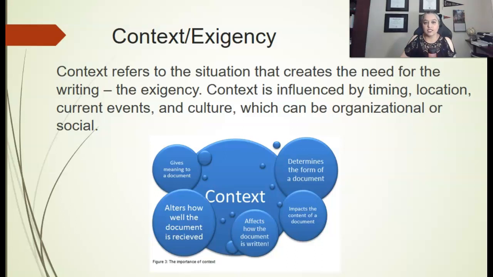As a writer of technical documents, be clear about what your purpose is. Know your audience and know them well. Study the context and use all these elements to create a clear, concise message.